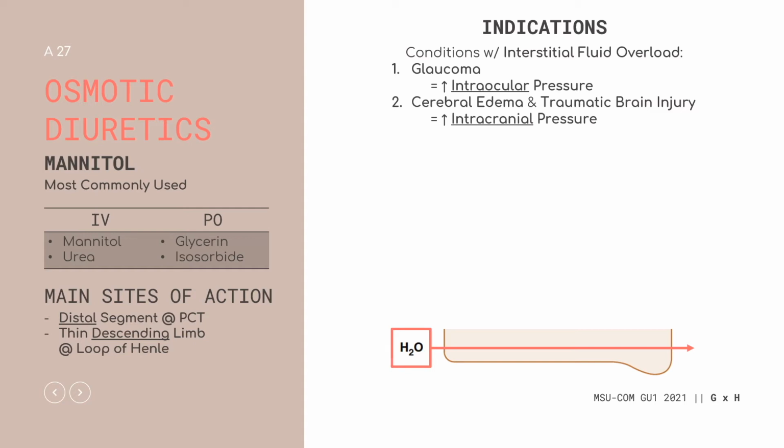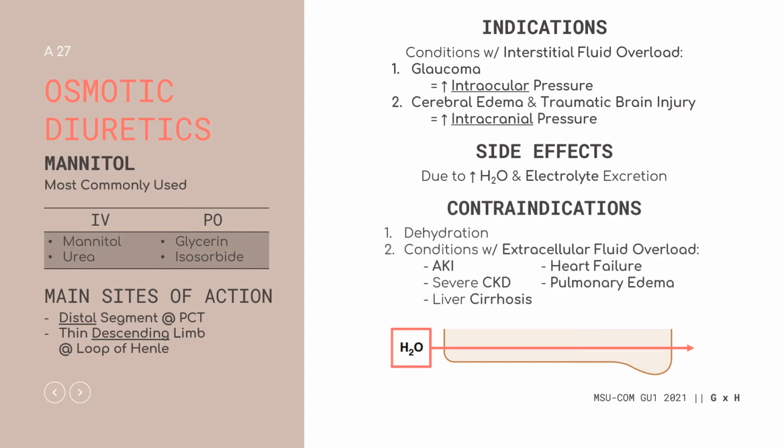Prolonged usage of osmotic diuretics cause side effects that are more or less the same with the other diuretics: dehydration and electrolyte imbalance, especially when unchecked. Also, like other diuretics, they are contraindicated in cases of dehydration, but unlike other diuretics, they are contraindicated in conditions manifesting with extracellular fluid overload, such as acute kidney injury, severe chronic kidney disease, heart failure, pulmonary edema, and liver cirrhosis, as these diuretics will end up worsening these situations.